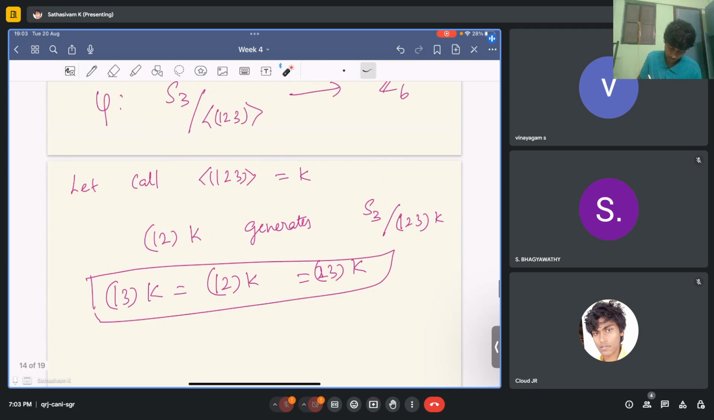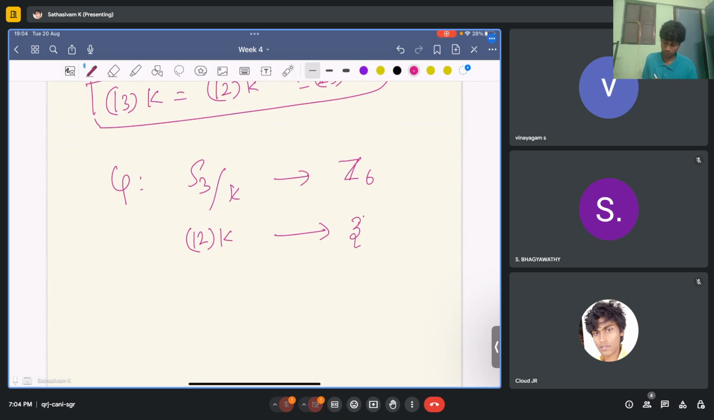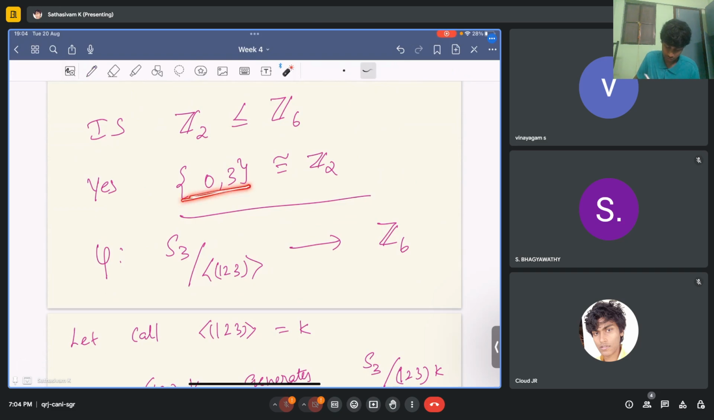So what are we going to do? How are we going to define the map? We go from S3 to S3 mod K to Z6. How are we going to do it? We take this (1 2)K and map it to 3, because you observe here that {0, 3} is the subgroup.